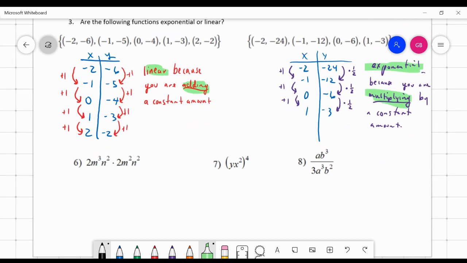All right, and then review for properties of exponents. Okay, 2m to the third power times n to the second power times 2 times m squared times n squared. Remember the regular numbers, just go ahead and multiply. 2 times 2, that's going to be 4. And now the ones with the same base, you add the exponents. So for the m, we're going to add the 3 and the 2 to get 5. And then for the n, we're going to add the 2 and the 2 to get 4. Your answer is 4m to the 5th, n to the 4th.